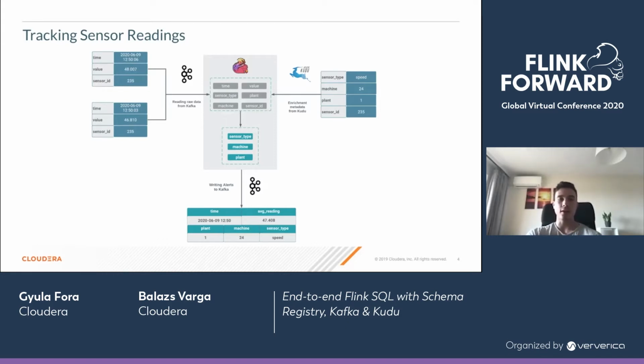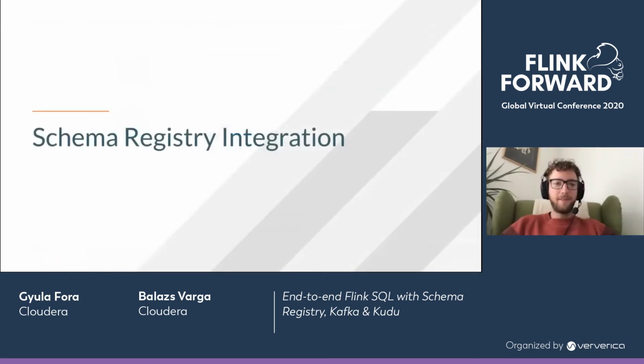So we will talk a bit more about this use case throughout this talk, but first Gyula will talk about how we can actually access these data with the help of the Schema Registry and the Kudu catalogs. So now I'm going to hand it back to Gyula. All right. So the first step in our pipeline is to actually access the data that is coming from Kafka.